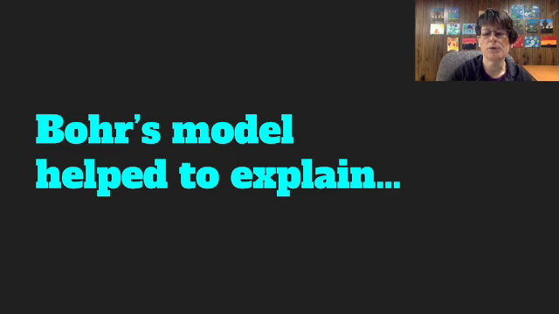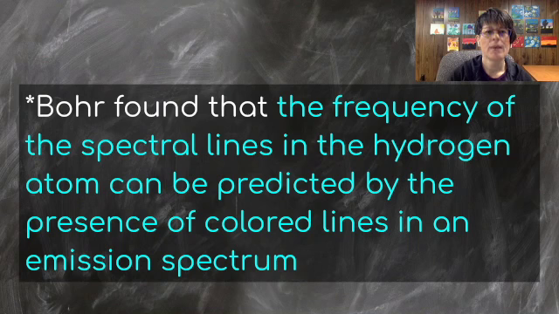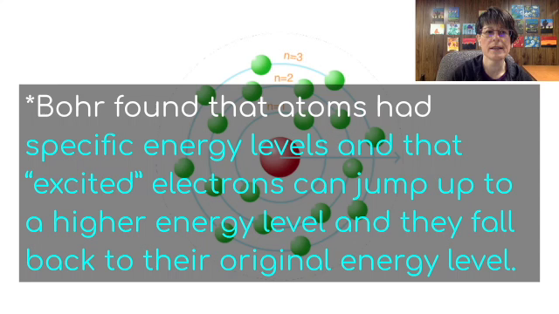So Bohr's model helped to explain the emission spectrum of the hydrogen atom. Bohr found that the frequency of the spectral lines in the hydrogen atom can be predicted by the presence of colored lines in an emission spectrum. He related this to those lines. Bohr also found that atoms had specific energy levels and that excited electrons can jump up to a higher energy level and they fall back to their original energy level, releasing that energy that we see in the spectrum at certain points.